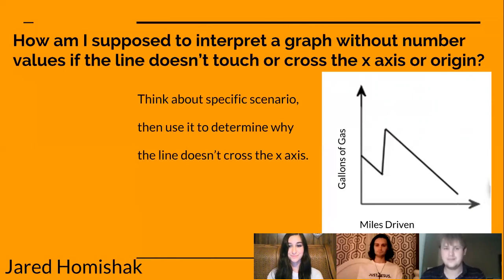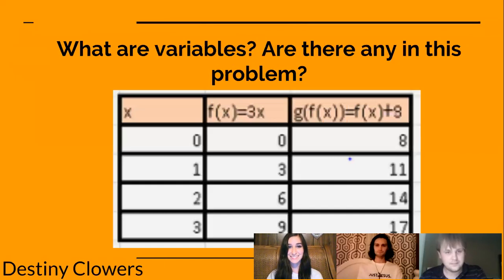Just, it'll work out. All right, Destiny, what are the variables in this chart here? Are there any in this problem? Well, that is a great question. Variables are values in expressions that are subject to change. Depending on what number you plug into the variable, such as x, the value within the expression will change.